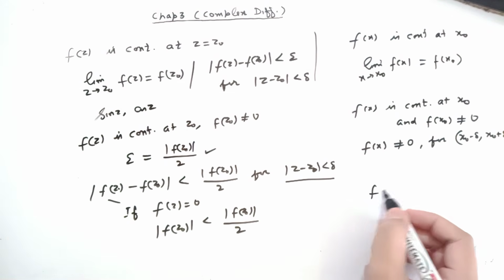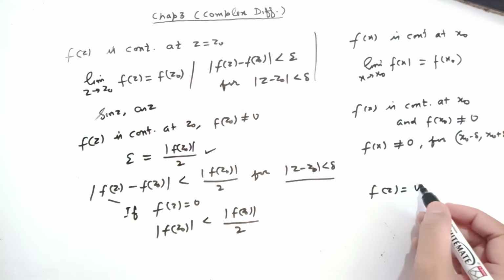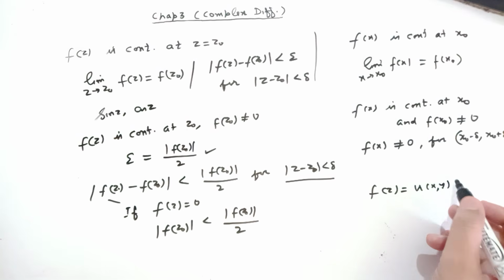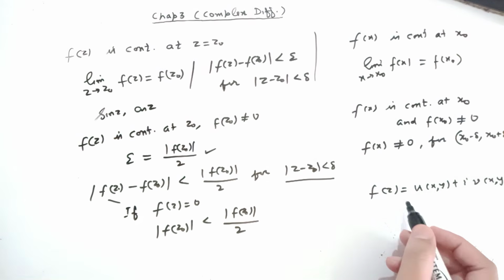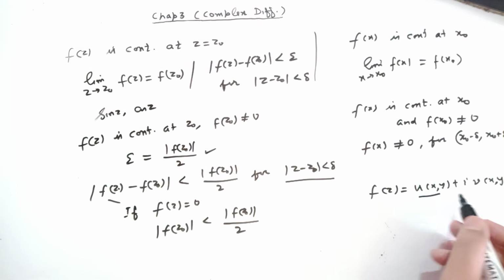Next, if f(z) is u(x,y) plus iota v(x,y), then f(z) is continuous if and only if its real and imaginary part functions are continuous.